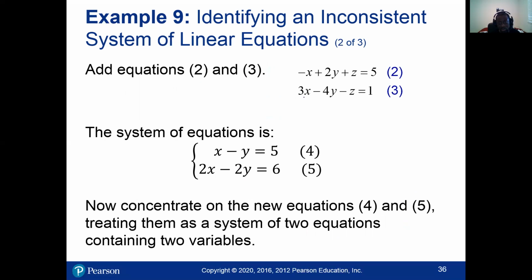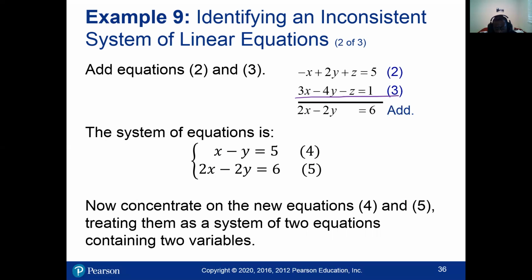When we add these two, what do we get? If you add, you get 2x minus 2y equal to 6. So I have equation 5. Put them together, I have these two equations. So then, now as we've done before, we want to solve for x and z. All right.